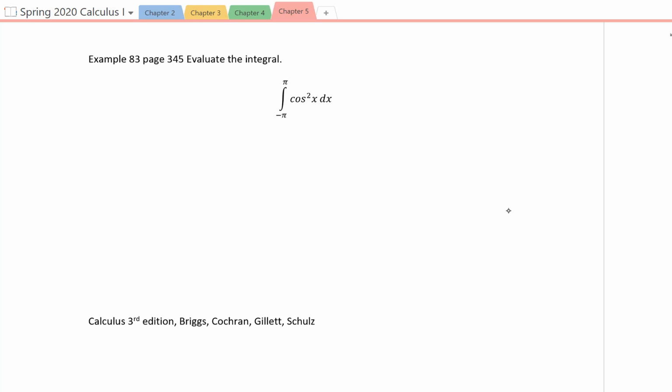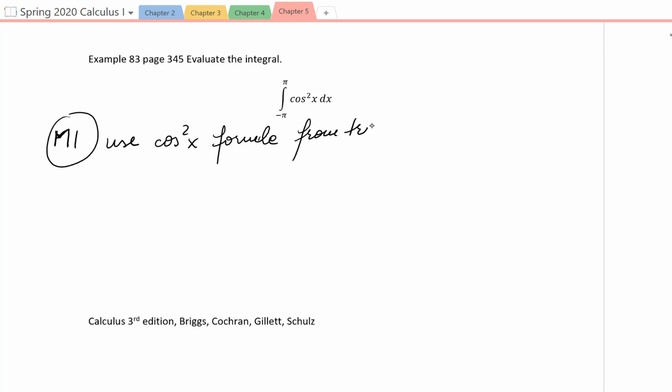And the very last one, let's see, how do we solve this one? Well, there are a few methods. Method 1, use the formula from trig for cosine squared of x. It's reducing the power, so try to find that.